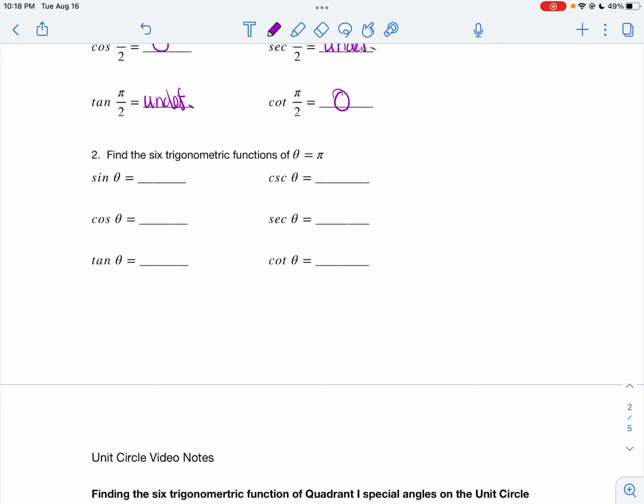All right, let's find the 6 trigonometric functions of the angle pi. Thinking of my unit circle here, I remember pi is 180 degrees, so that ordered pair is -1, 0. Sine is your y value, so that's 0. Cosine is your x value, so that's -1. Tangent is y over x, so sine over cosine. So 0 divided by -1 is 0.